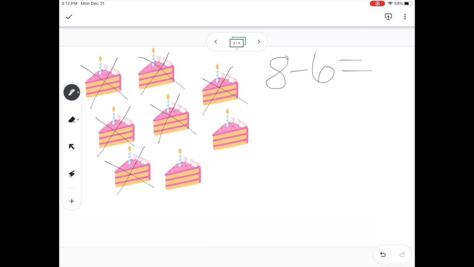2. 1, 2. So Mr. Boland, remember, he started with 8 pieces of cake. He gave away, or he took away 6 pieces of cake for all of his friends. And then what was left over? Only 2 pieces of cake. Yummy, yummy. Happy birthday, Mr. Boland. I hope the cake was delicious.